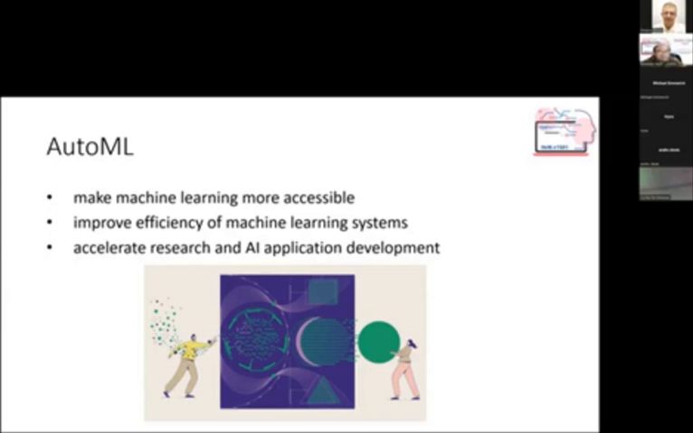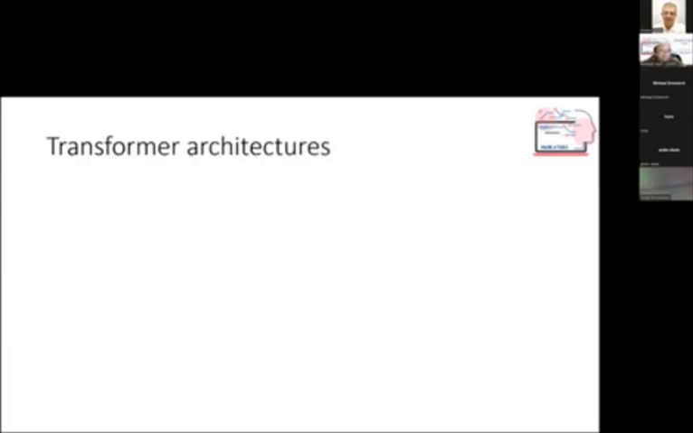It's called automatic machine learning. So AutoML will make machine learning more accessible, improve the efficiency of machine learning systems, and accelerate research and AI application development. So this is what's called automatic machine learning.